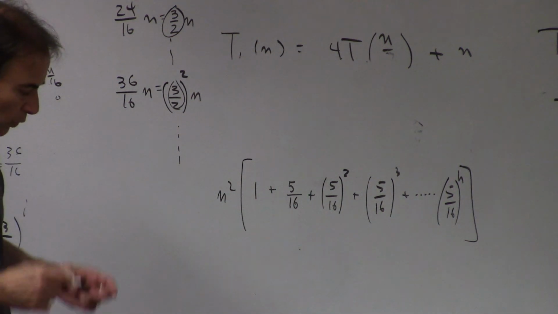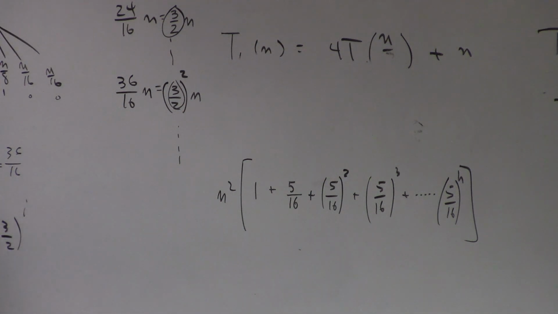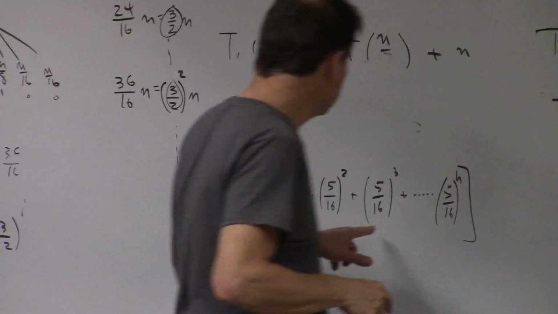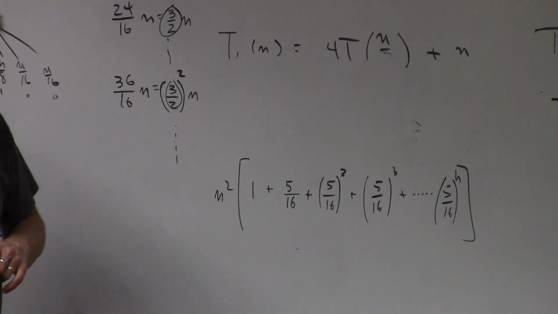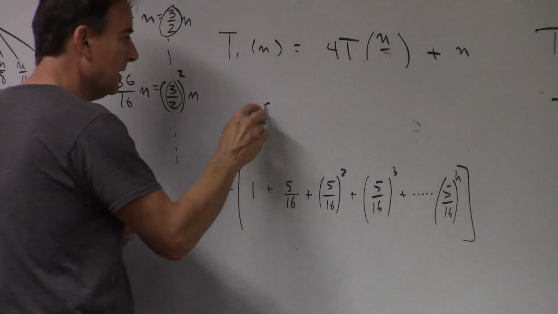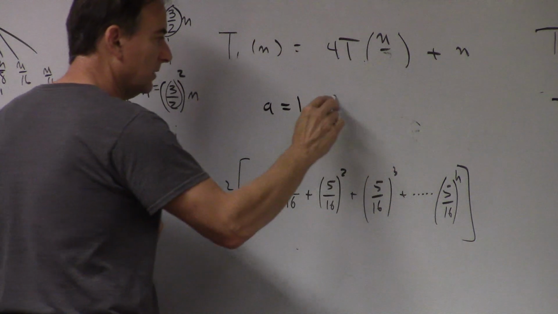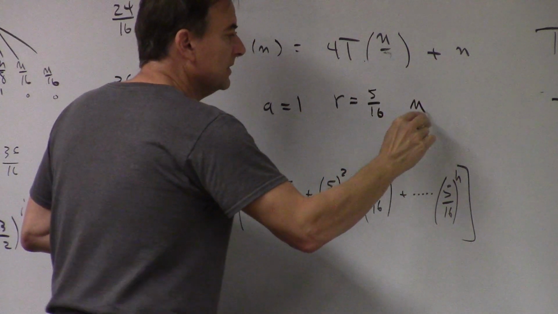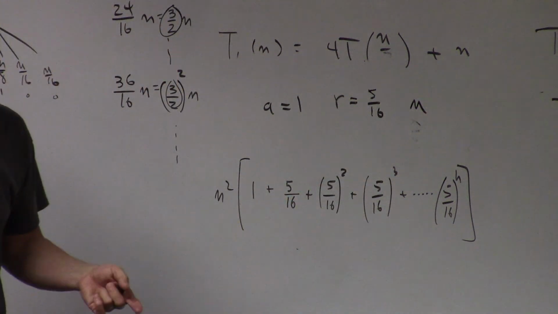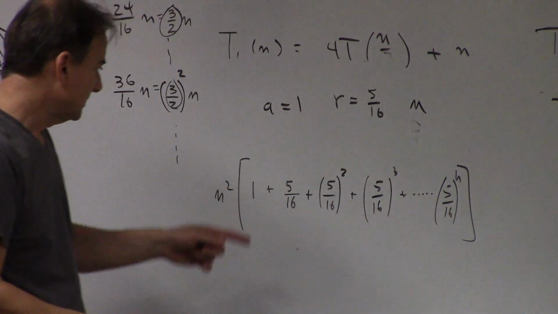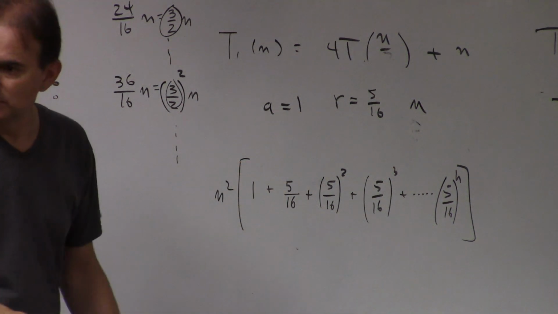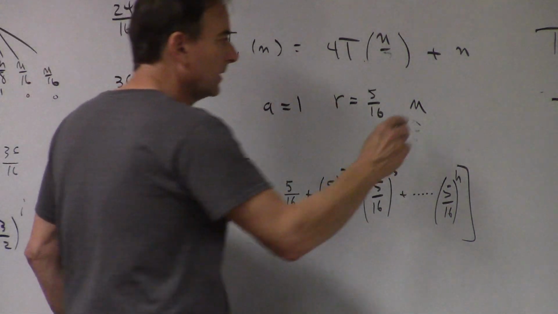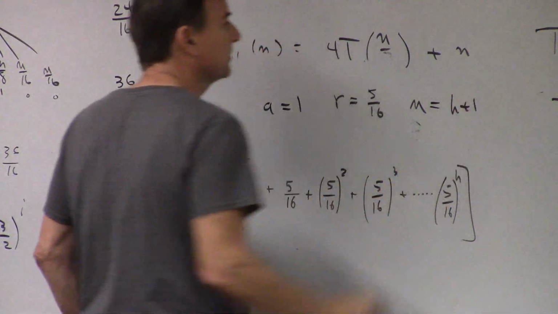We don't know exactly what h is, but we can try to let it go to infinity, because we recognize the fact that this is in fact a geometric series. It's a geometric series where the first term a is equal to 1, the ratio r is equal to 5/16, and n, the number of terms, is equal to h plus 1.